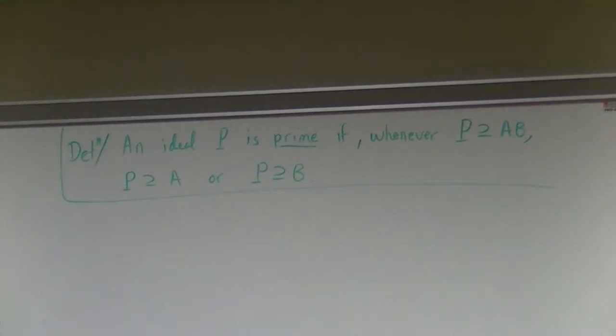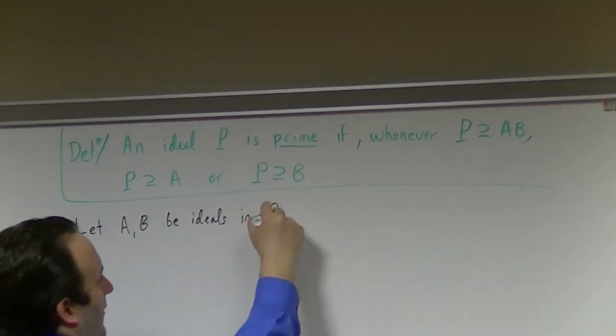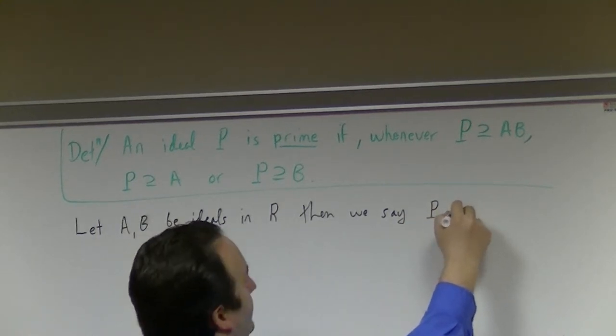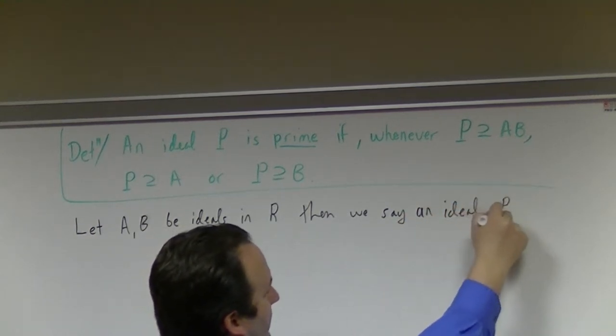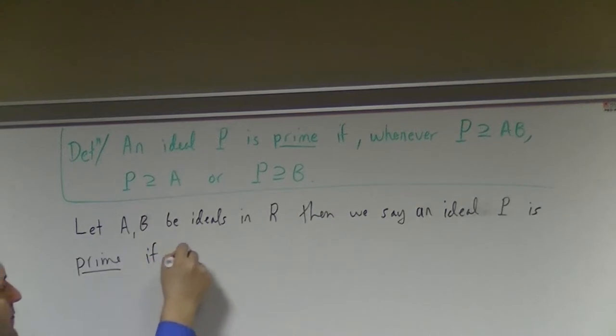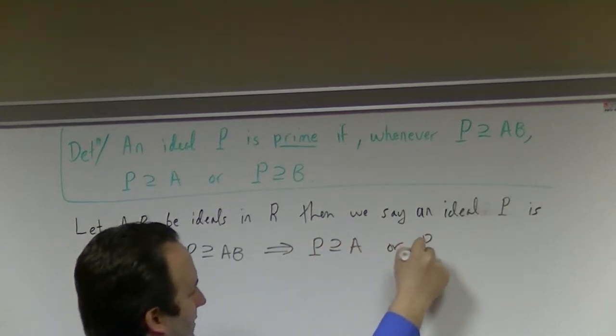I'm not a fan of this sentence, actually. Let me put it in slightly more plain terms. So here's a restatement of this definition. Let A and B be ideals in R. Then we say an ideal P in R is prime if P contains AB implies P contains A or P contains B.